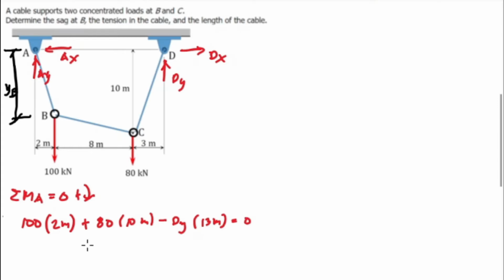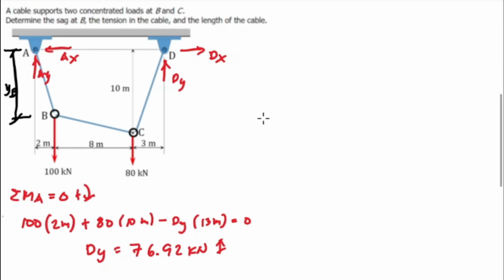For the value of D sub Y, we have 100 times 2, 200, plus 80 times 10, or 800. So 200 plus 800 is 1000, and we divide by 13, and the value is 76.92 kilonewton, and the direction is upward. So we have D sub Y.